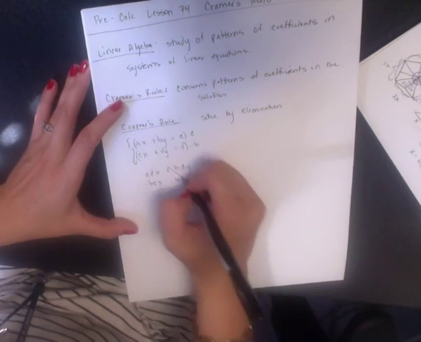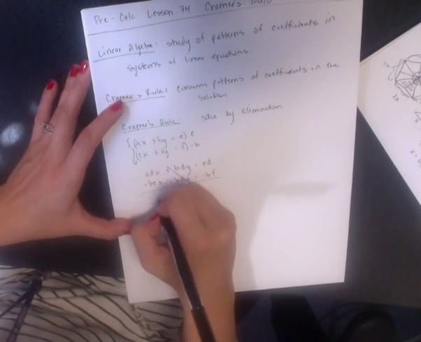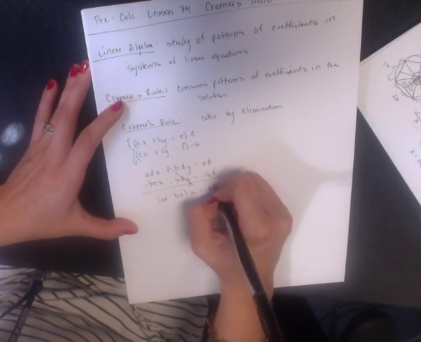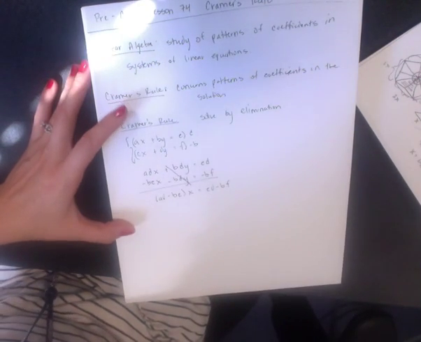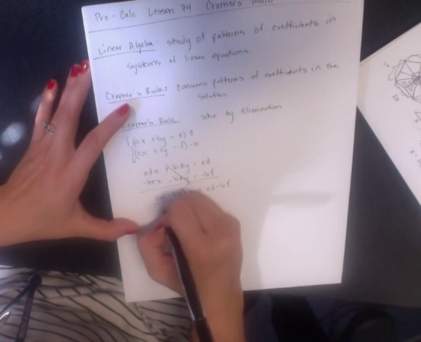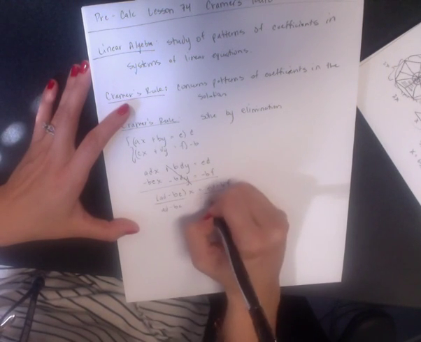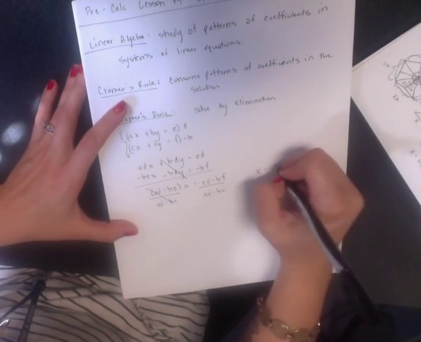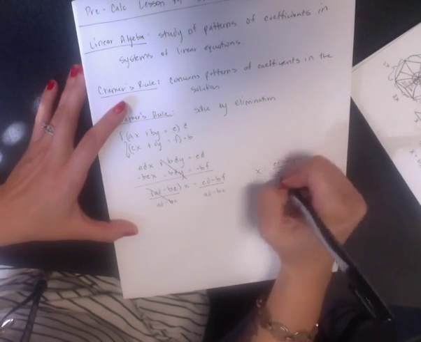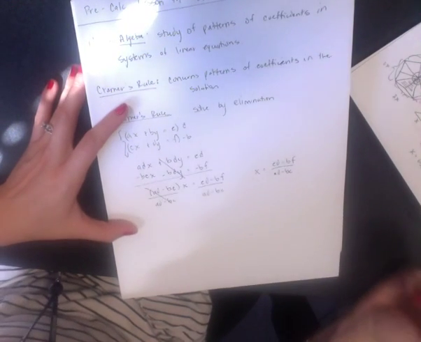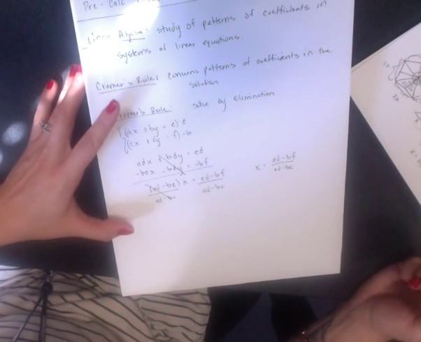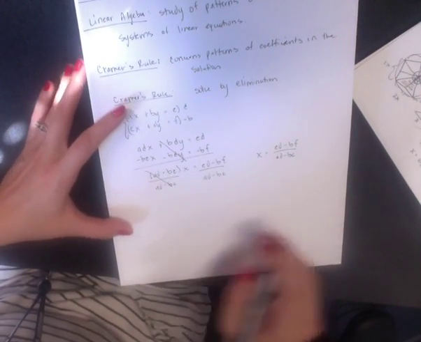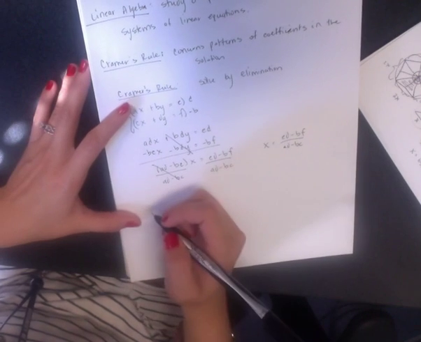If I add these together, this term cancels, leaving me with ad minus bc times x equals ed minus bf. And to solve for x, I'm going to divide both sides by ad minus bc, leaving me with x equals ed minus bf over ad minus bc. Okay? I'm going to do the same thing to solve for y.